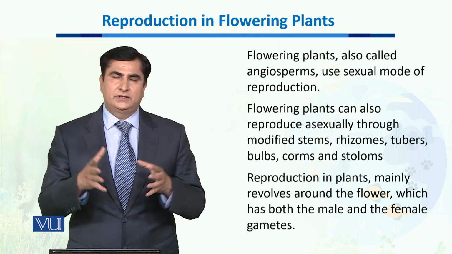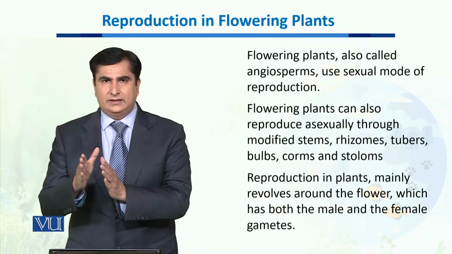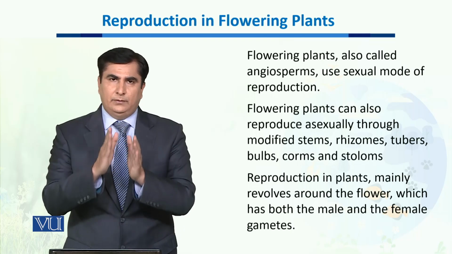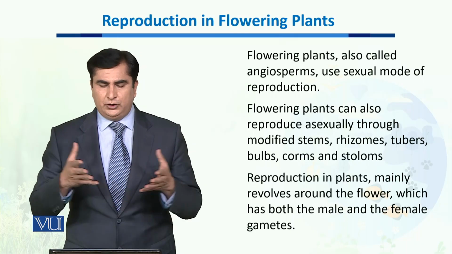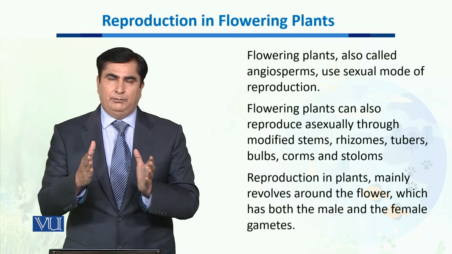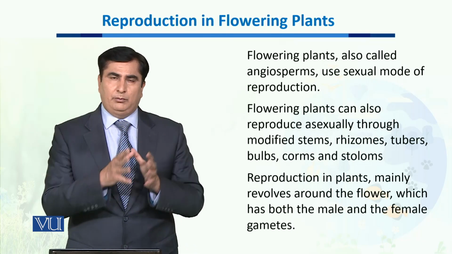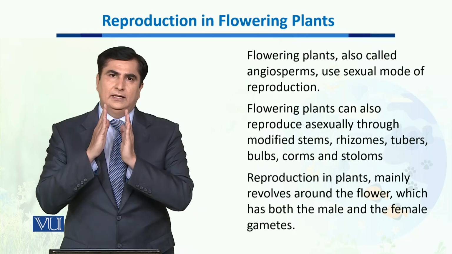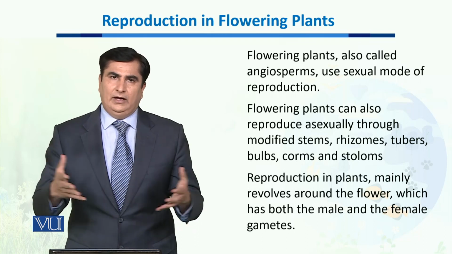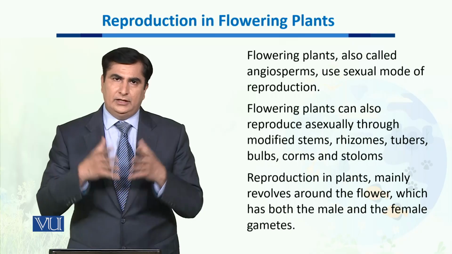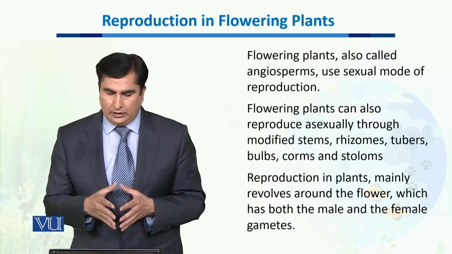Then we have rhizomes. Rhizomes are also certain structures of these plants which can be detached from the parent plant and grown in the soil. Then we have tubers and bulbs. For example, in potatoes, there are certain tubers or the eyes which are present on the potatoes. They can be cut and separately grown and they can develop into a completely normal plant. It is not sexual reproduction, it is a kind of asexual reproductive mode.